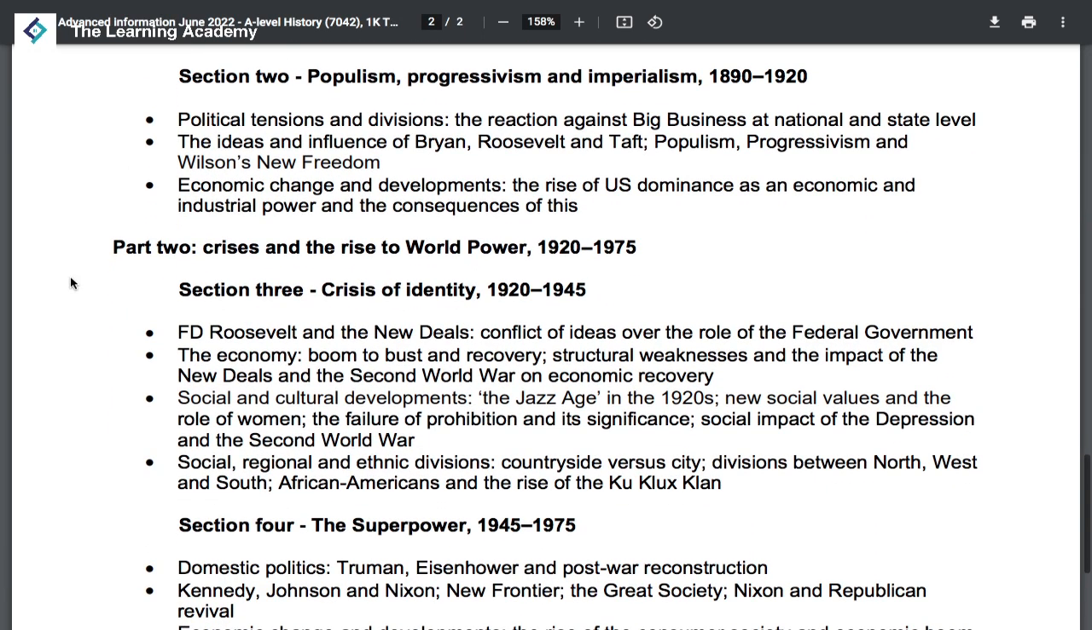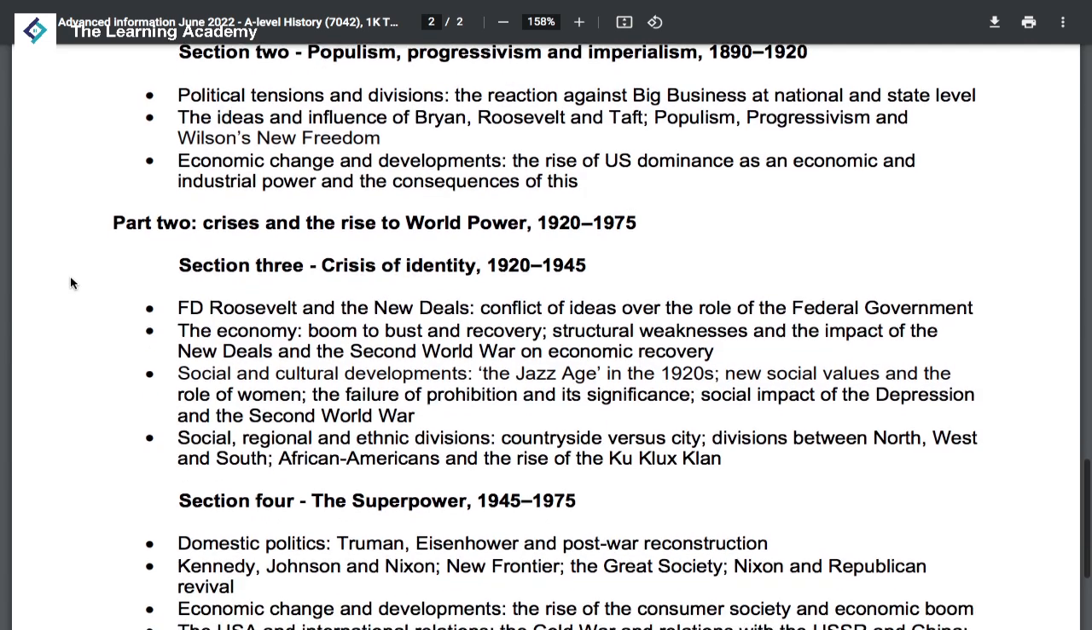In section 2, you have to know about the political tensions and divisions that were occurring at this time, the impact of big business between the 1890s and the 1920s, the influence of the following presidents, so Bryan, Roosevelt and Taft, and also the ways in which we see the development of populism and progressivism, including Woodrow Wilson's New Freedom as he took control. And then you also have to talk about the economic change and development during this time, the rise of US dominance as an economic and industrial power.